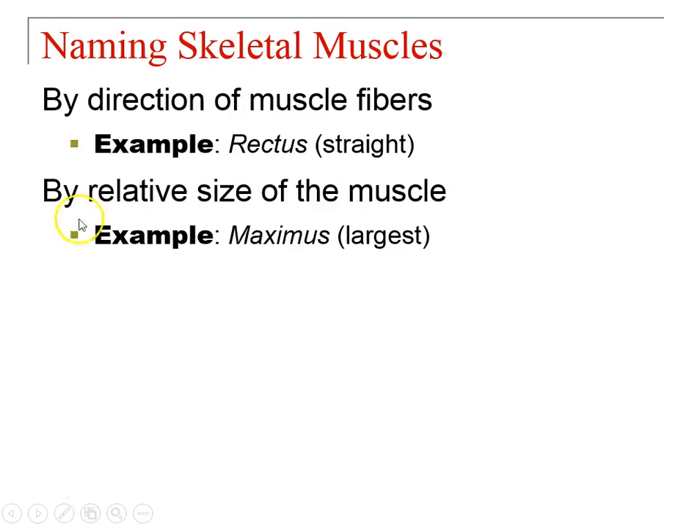Muscles can also be named by the size of the muscles, relative to the muscles around it. So if you look at your glutes, you have your gluteus maximus, medius, and minimus. The biggest, middle-sized, smallest. You can also have major and minor. Pectoralis major is bigger than pectoralis minor. Then you can have longus and brevis. Longus means long. Brevis means brief. Means short.